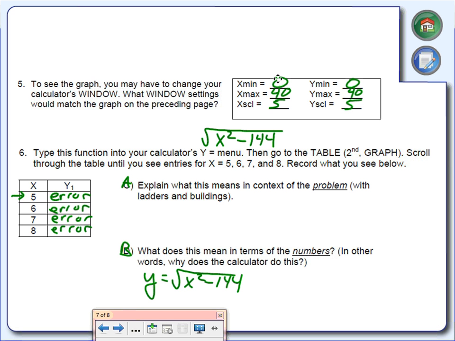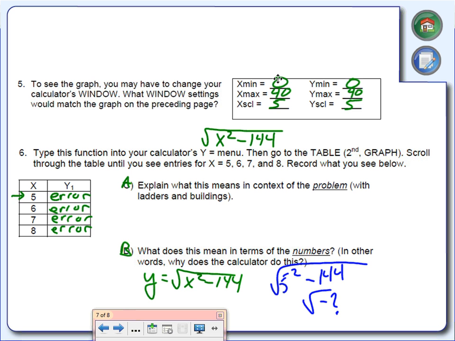There you go. Let's just take the 5, for example. If I do 5 squared minus 144, what's 5 squared? 25. And what's 25 minus 144? A negative number. And what's going to happen when you take the square root of a negative number? It's going to say error. So the reason you're getting error there is because you're trying to take the square root of negative numbers. So write that down for me on B if you haven't done so already. The reason we're getting an error is because we're trying to take the square root of negative numbers.